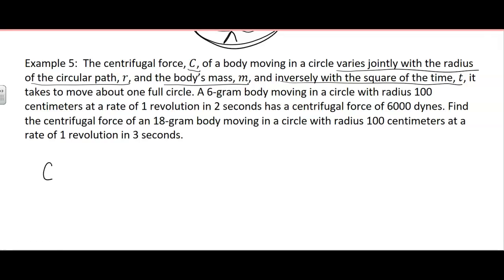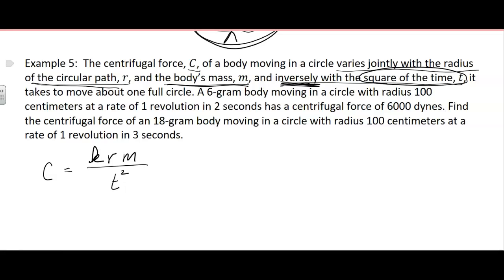So you've got C, that's the centrifugal force. It varies jointly, so put a K in there. You've got the circular path r and the body's mass m. And inversely, that means that's going in the denominator, the square of the time t. So t squared. So there's my formula. I've got five variables right now.